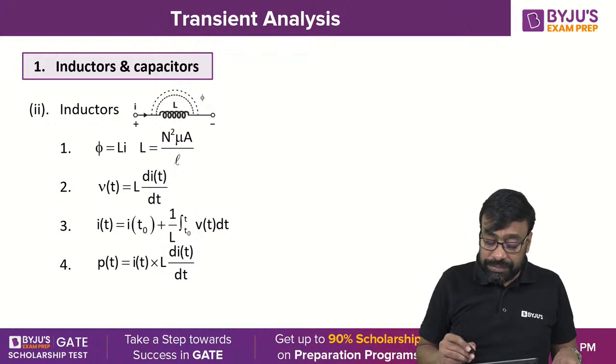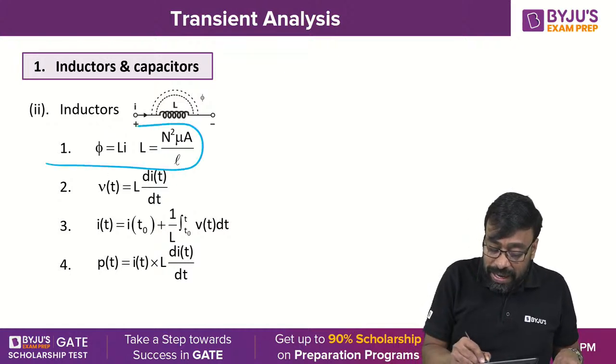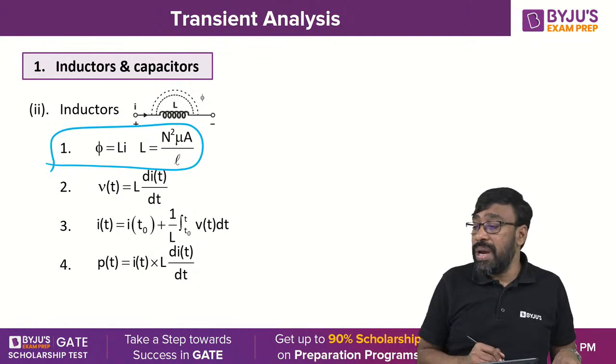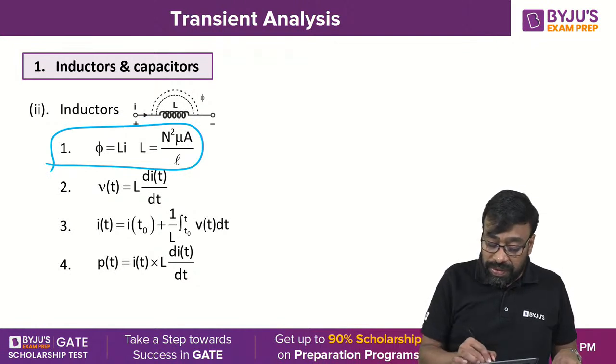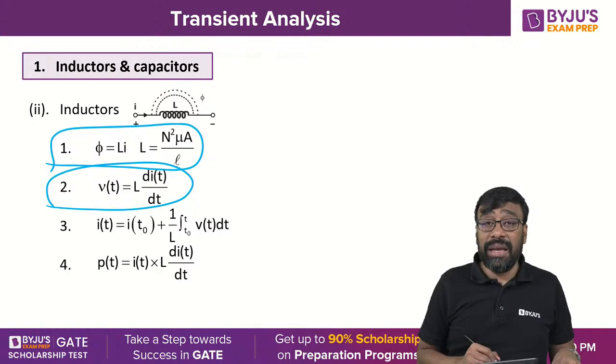Coming to the inductor now. Phi is equal to L into I, where L is nothing but N squared mu A by l. V of t is equal to L dI by dt.